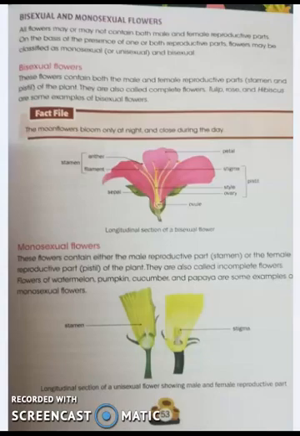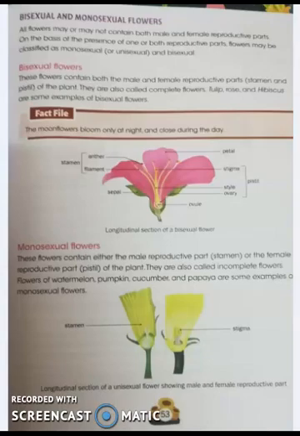All flowers may or may not contain both male and female parts. Some flowers contain both the male part and the female part, while some consist of either the male or the female part. The flowers consisting of both male and female reproductive parts, that is stamen and pistil, are called bisexual flowers. They are complete flowers. Examples are tulip, rose and hibiscus.